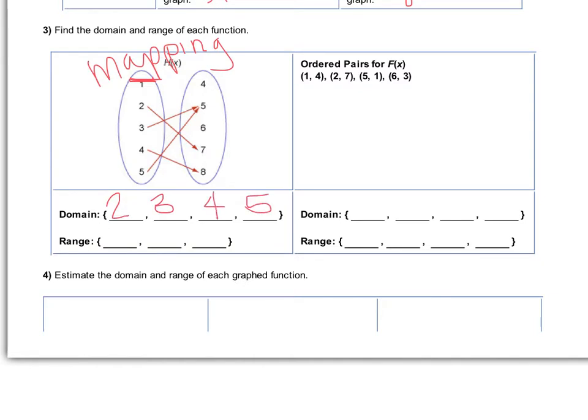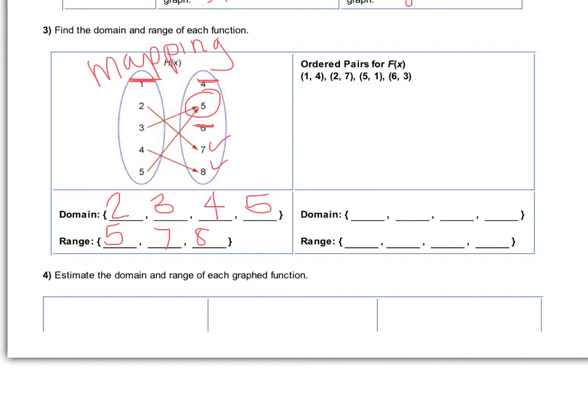And we're supposed to find our range. So look at 4, it is not in our range because there's nothing touching it. 5 is in our range. Even though there are 2 arrows going to 5, we still only write 5 one time. 6 has nothing touching it. 7 and 8 do, so 7 and 8 are both in our range.